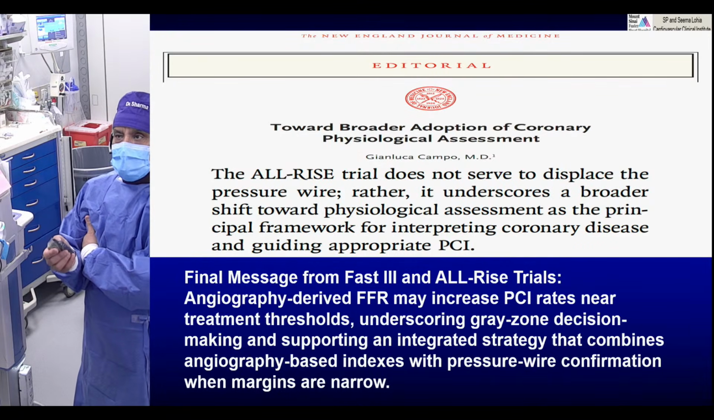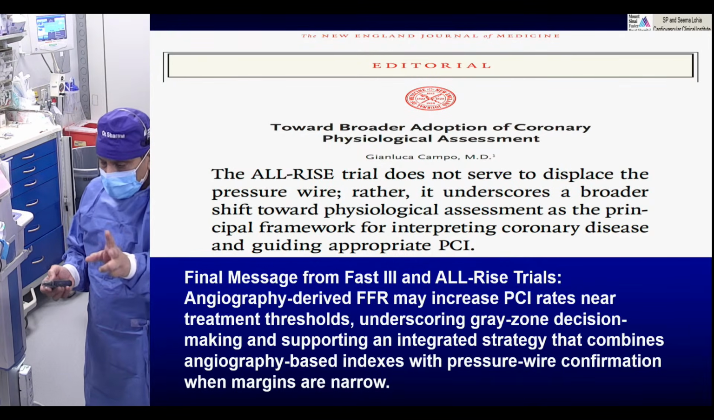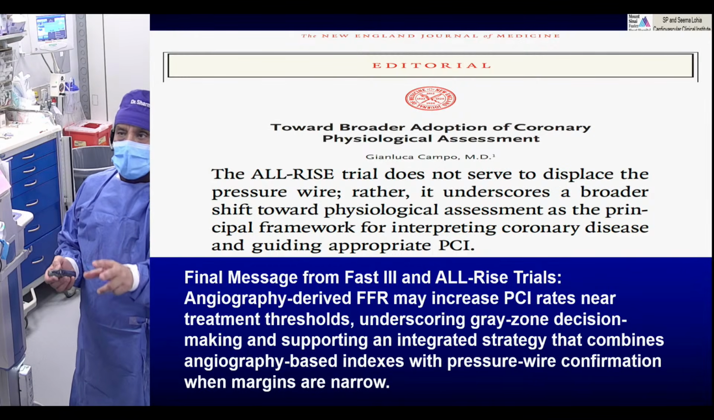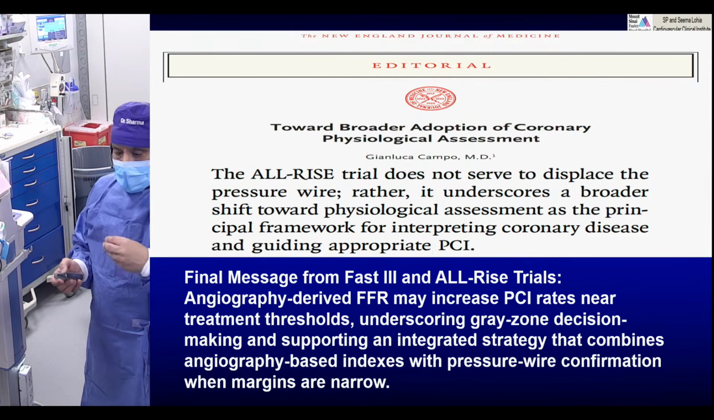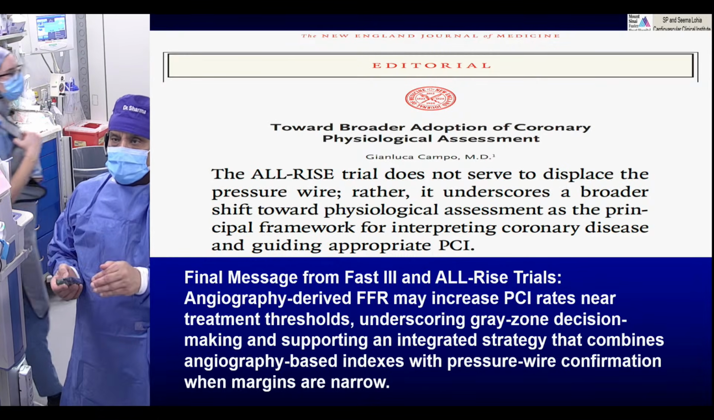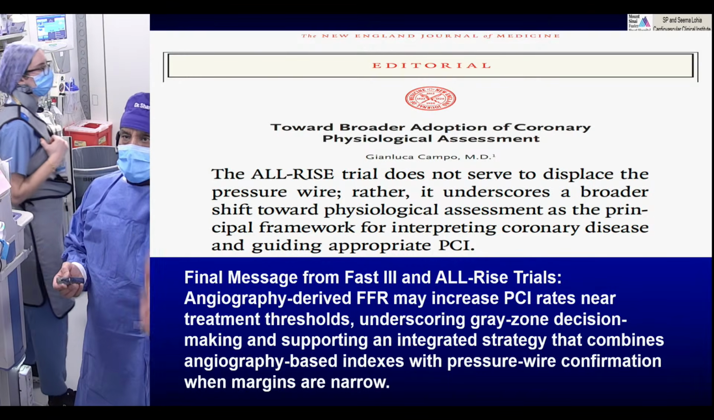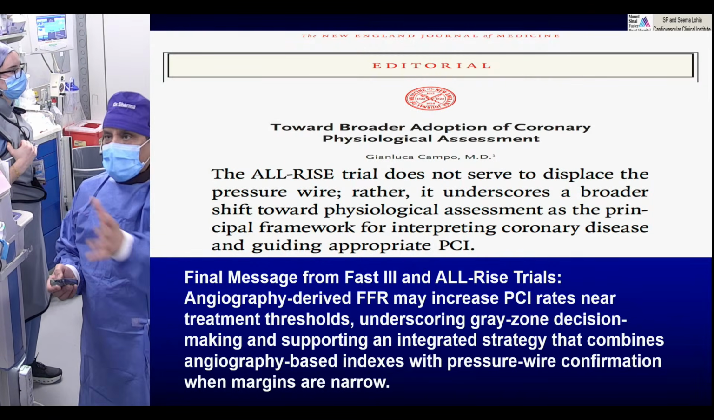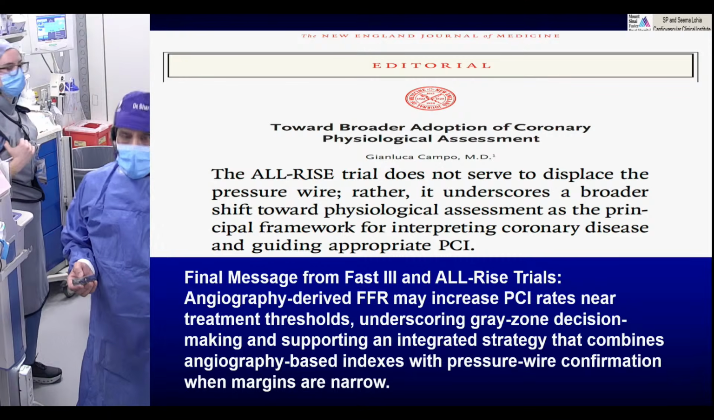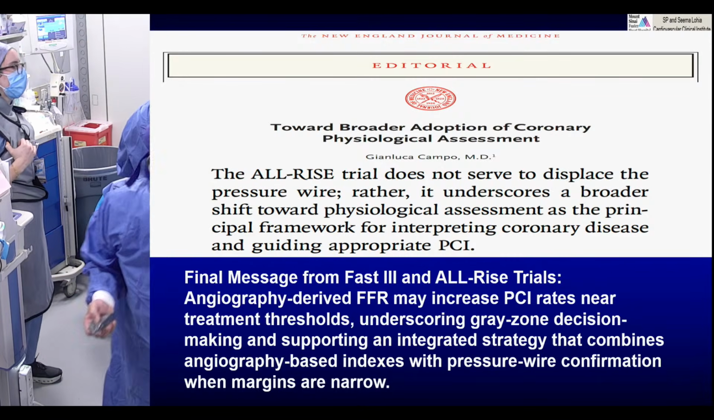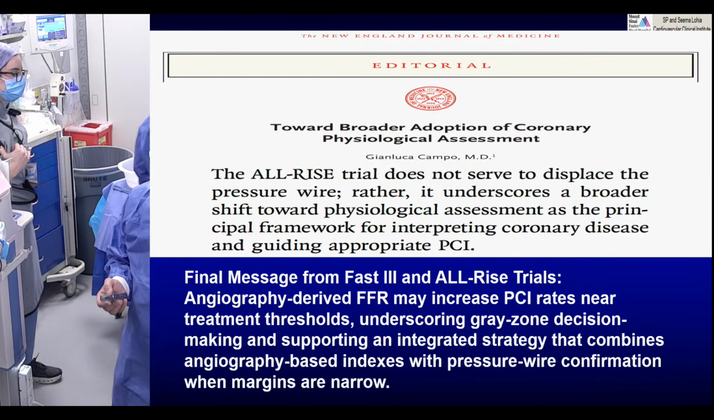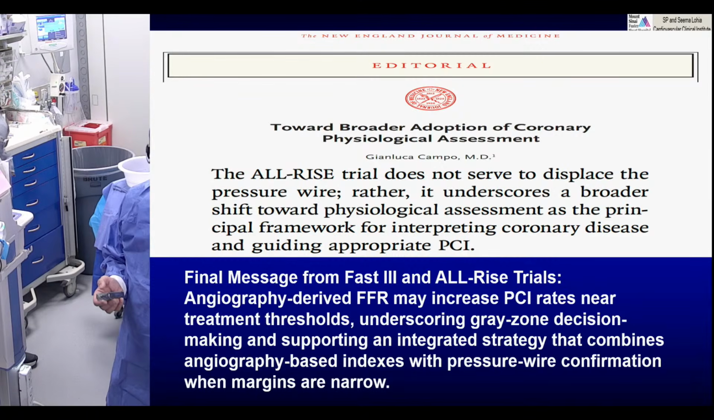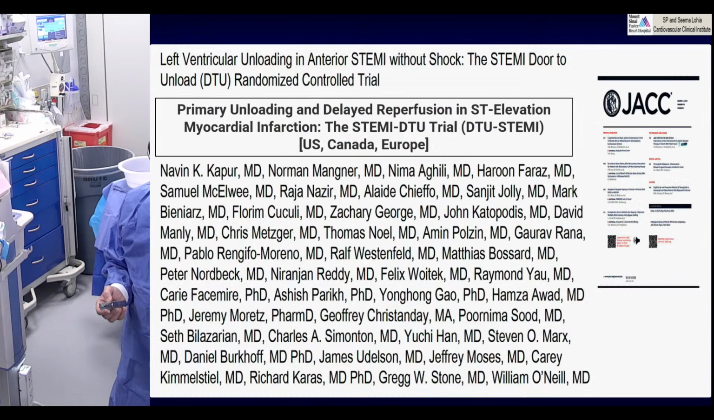So basically, with these two trials, FAST 3 and ALL-RISE, my conclusion was that angiographic derived FFR may increase PCI rates. Both of them were angiographic guided. It may increase the PCI rates because there is now less resistance to getting the iFR wire or FFR wire, now just with the angiogram it tells you about the FFR. So clearly it will appropriately increase the use of PCI in appropriate cases. And in some borderline cases you need to do a pressure wire.